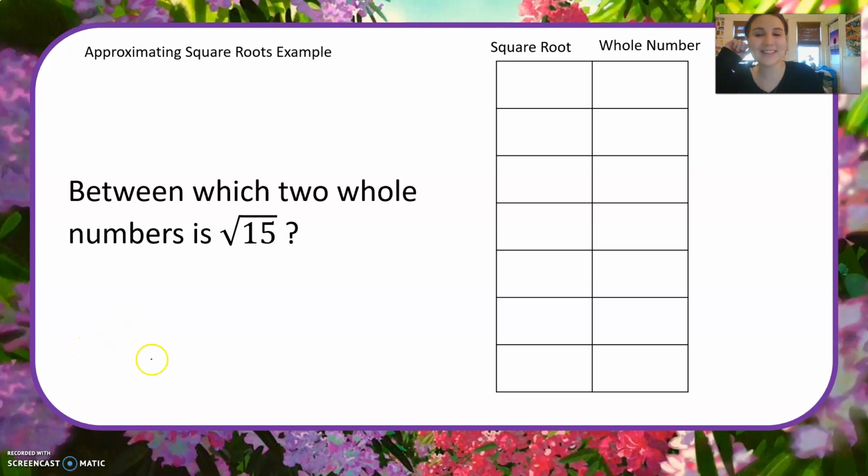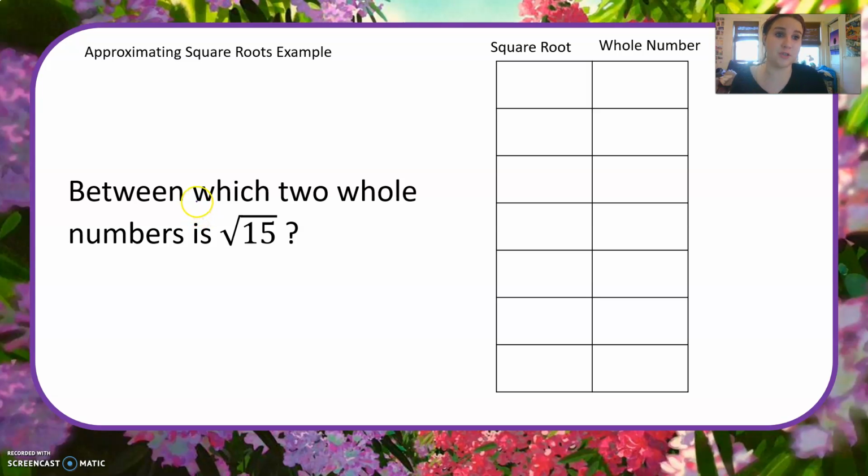Hello! This video will be a quick example of approximating square roots. So the question here says, between which two whole numbers is the square root of 15? The square root of 15 is not a perfect square, it's a non-perfect square. So that means that the actual answer is some long decimal that goes on forever.